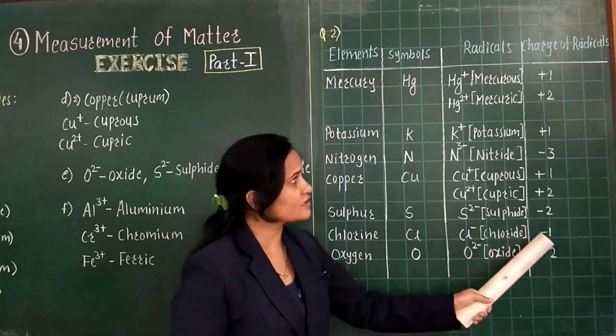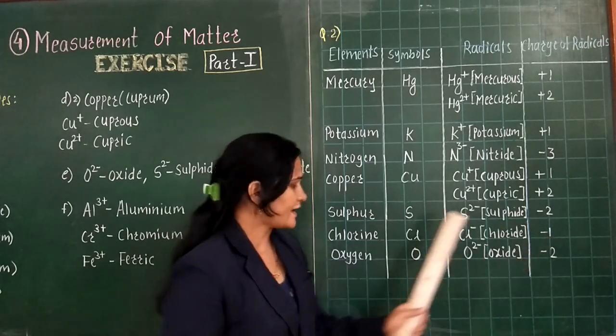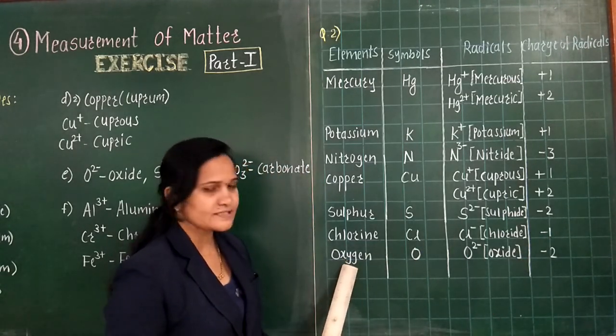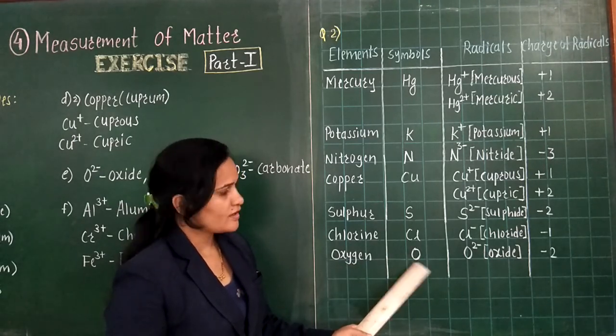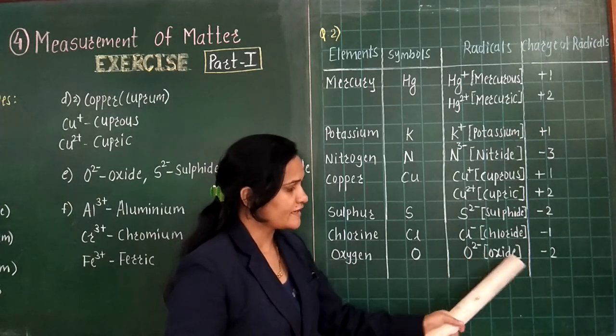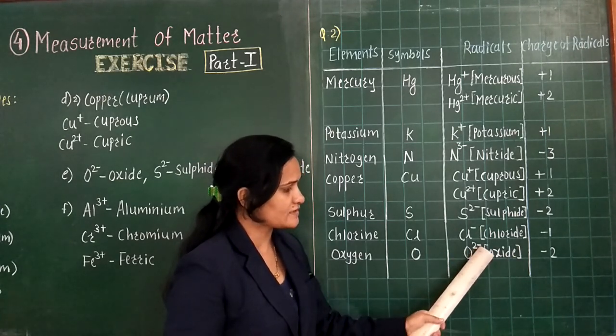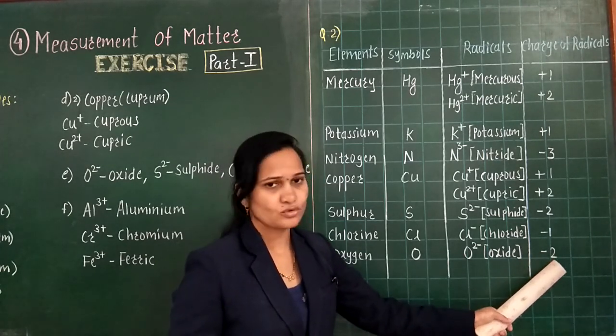How do you mention the charge of the radical? -1. And the last element is oxygen. The symbol for oxygen is O, and how do you mention the radical? O, oxide, means O2 minus, and the charge of the radical is -2.